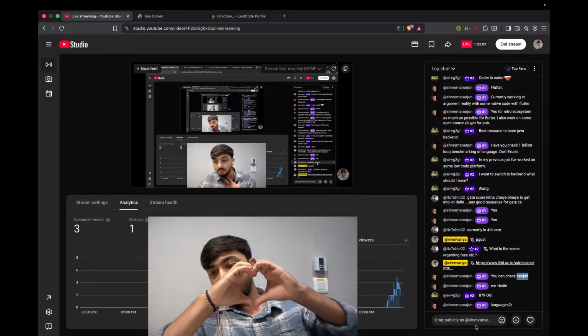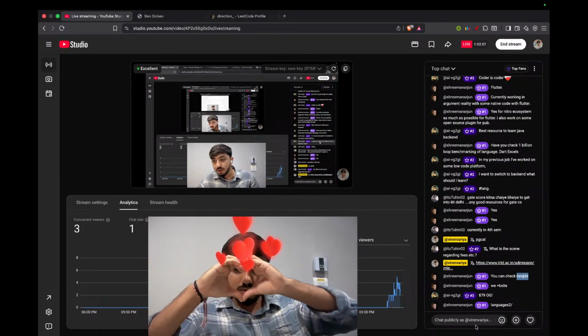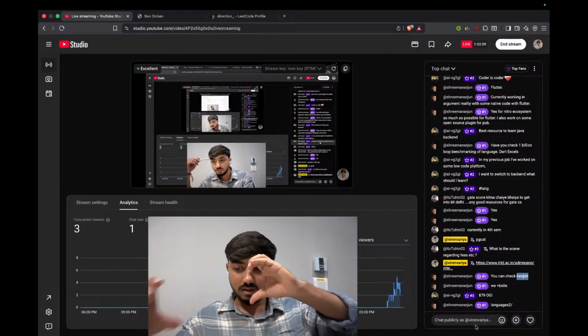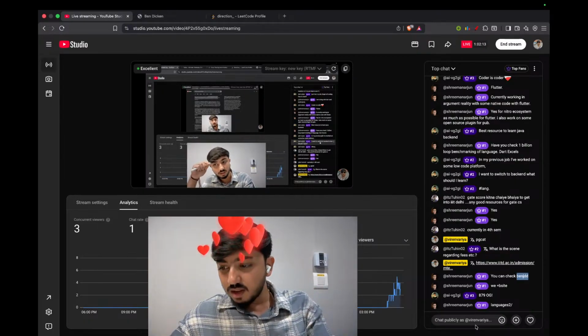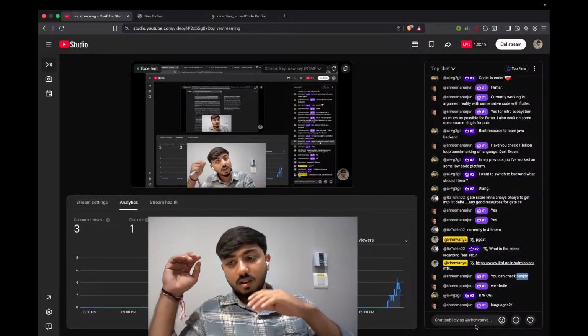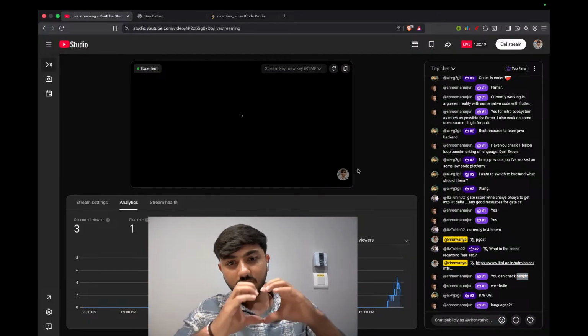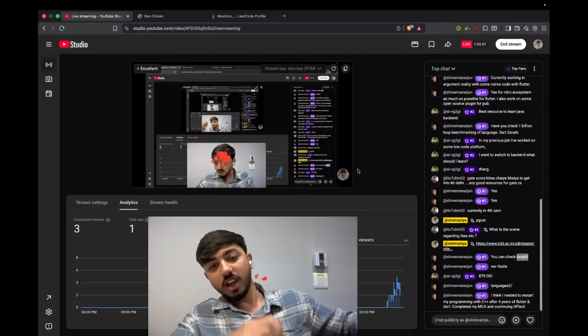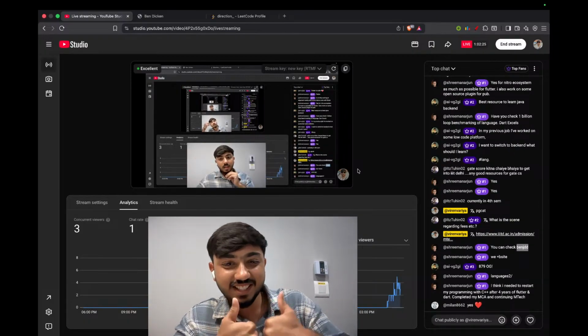Special heart for you. There is a Mac feature. Does it generate a heart or not? Someone in the chat, let me know. Is this generating a heart or not? Does it generate a heart? Yes, it is. Yes, thanks.